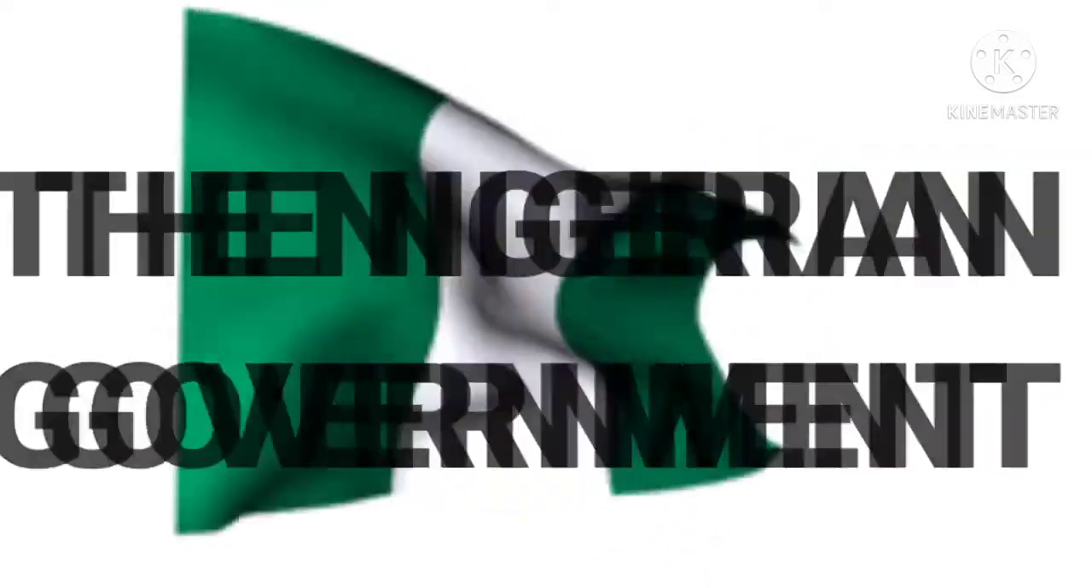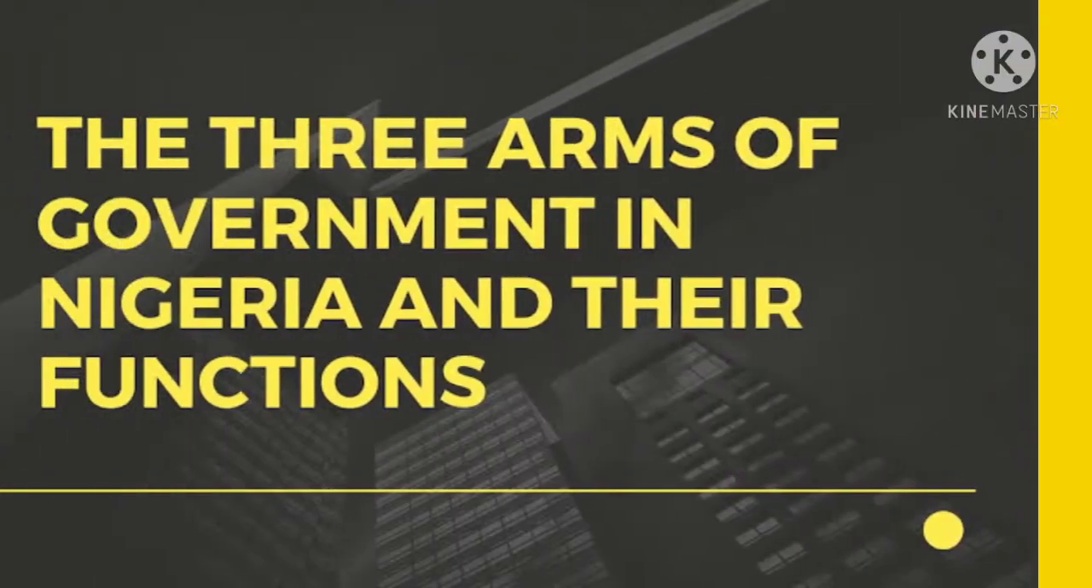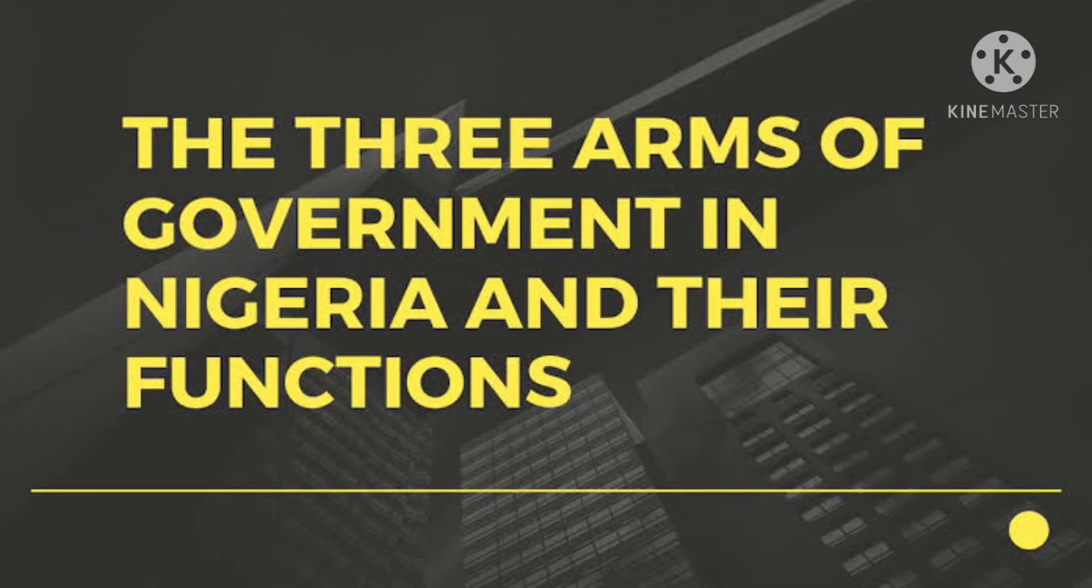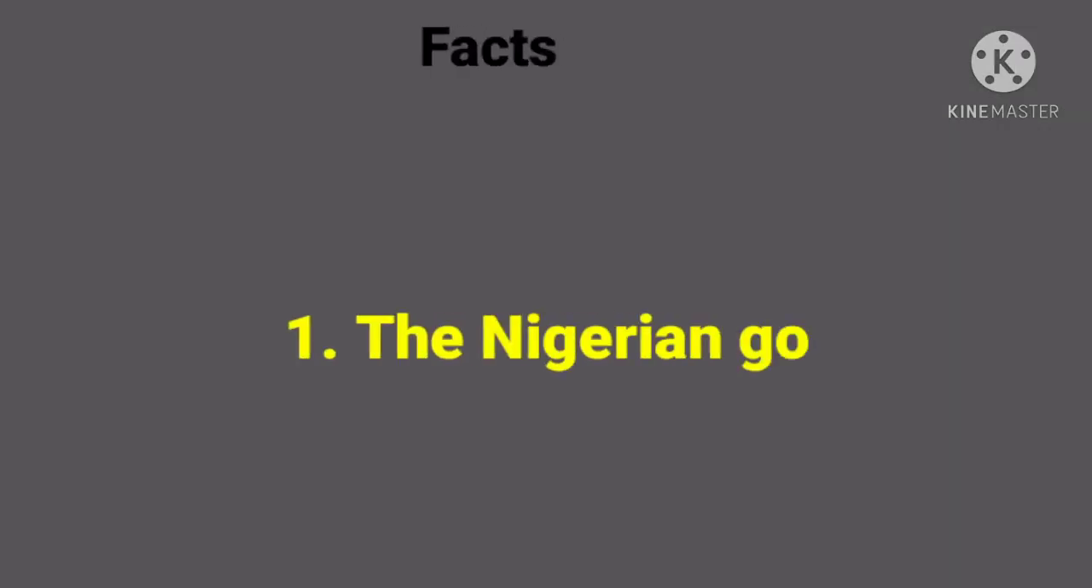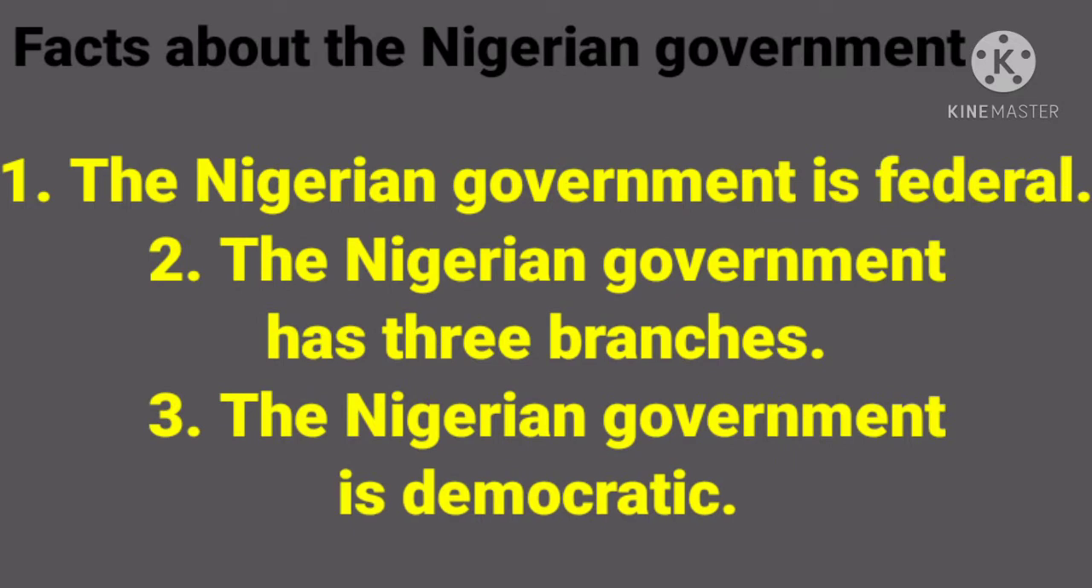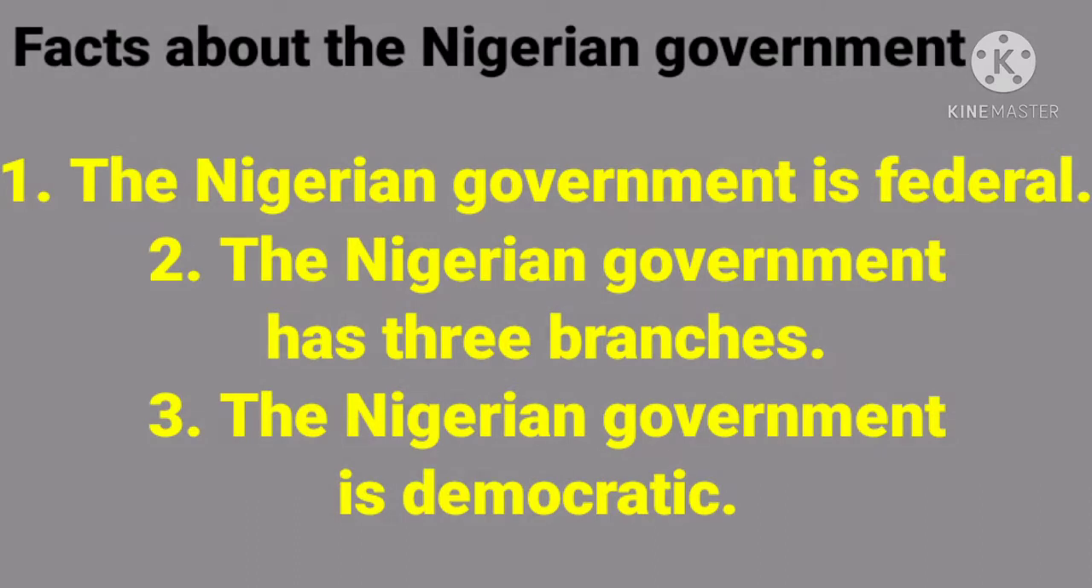Our topic today is on the Nigerian government. In this lesson, we are going to look at the three arms of government in Nigeria and their functions. The three branches of government, we could call them the three arms of government, then checks and balances in government. First of all, let's look at the facts about the Nigerian government. These facts are very crucial.